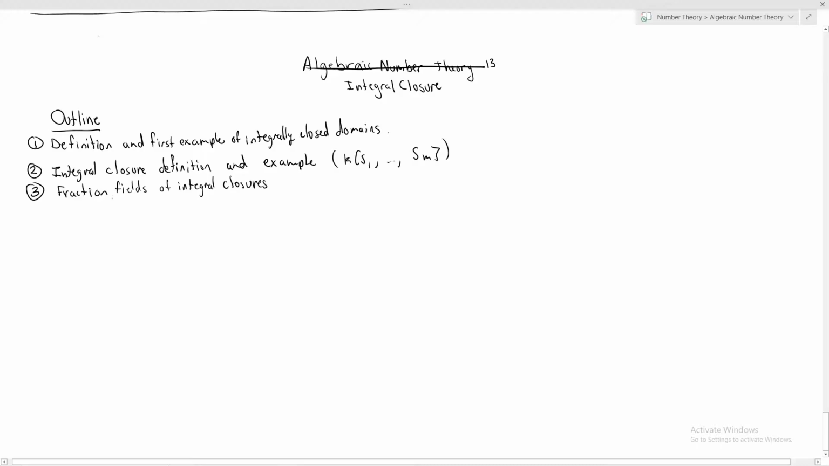Okay, so it turns out that when you take an integral closure in a given field, that field is actually the fraction field of that integral closure. And I'll be more careful about what that means later. So these are the main three topics I want to talk about. Let's go ahead and start with what it means for something to be integrally closed.